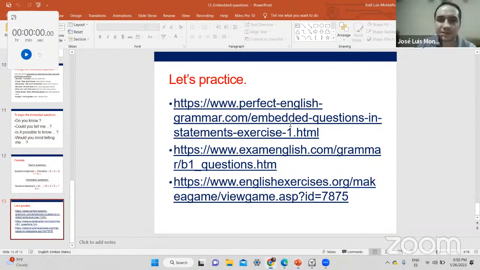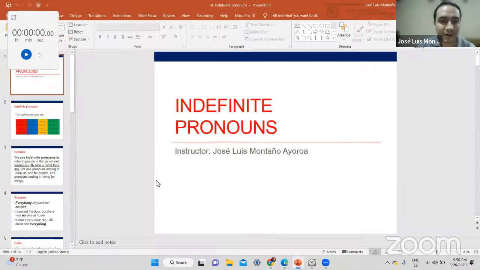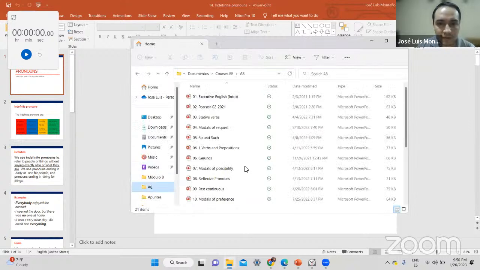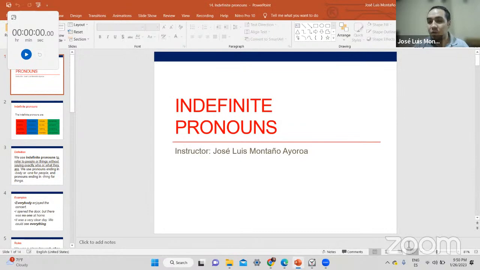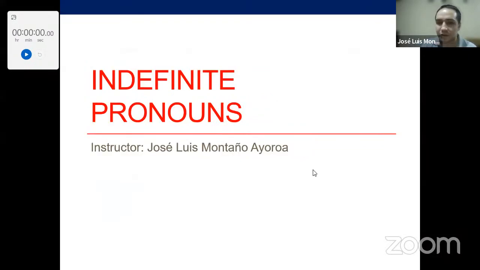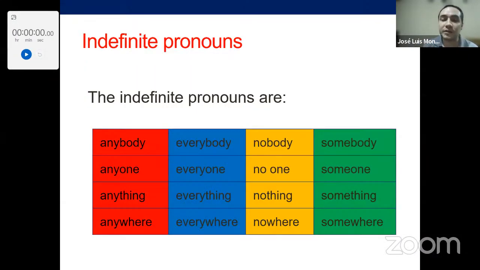All right, great. So let's finish this up, the course, by learning about indefinite pronouns. Let me be sure that this is the last one for you. And yes, it is indefinite pronouns. So we're not going to have an introduction there. We're going to go directly to this chart over here. All right, so these are the indefinite pronouns now. I'm sure that you used this before. You have anybody, everybody, nobody, somebody, and so on. All right, but let's try to understand this together.